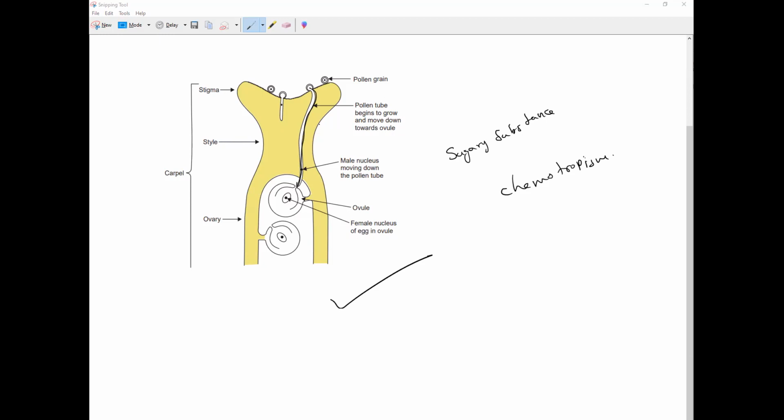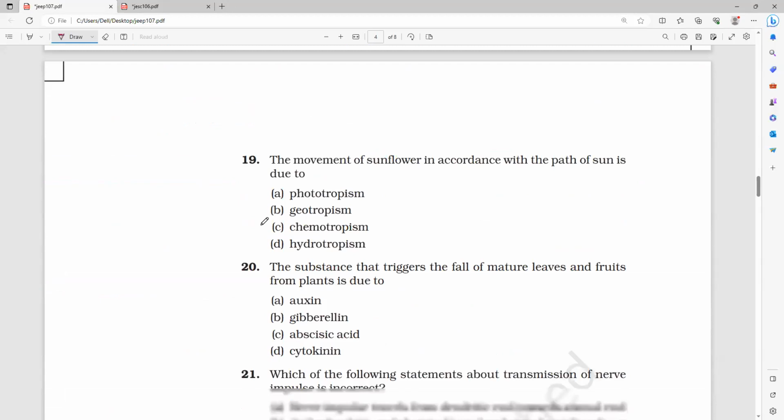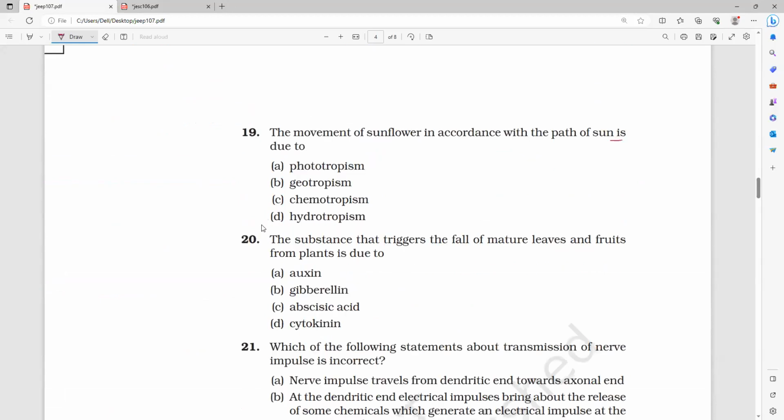In the next chapter, how do organisms reproduce, this picture will come again, so we have to learn it. Please draw that chemotropism. Now next, what else? Next question, all of you. So chemotropism. Next, the movement of the sunflower in accordance with the path of the sun.